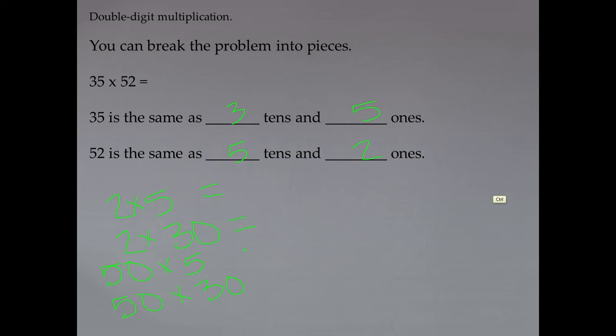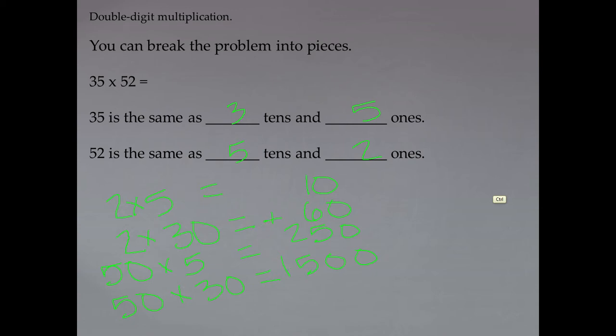The nice thing about this is that I've broken it into even numbers or smaller numbers. Numbers that I use a lot, such as 2 and 5 and my tens. So I have 2 times 5, which I know is 10. I have 2 times 30, which I know is 60. I have 50 times 5, which is 250. And I have 50 times 30, which is 1,500.